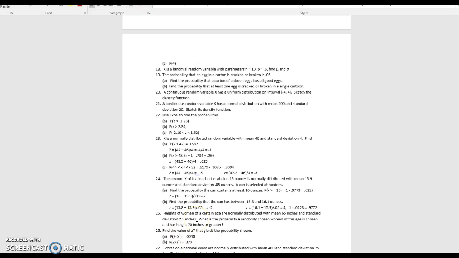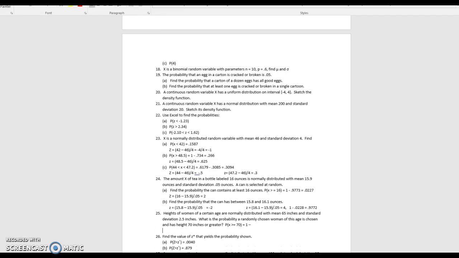Okay, so let's look at 25 now. The heights of women of a certain age are normally distributed with a mean of 65 inches and a standard deviation of 2.5 inches. What is the probability a randomly chosen woman of this age has a height of 70 inches or greater? So let's note that what we want here is the probability that X is greater than or equal to 70 inches. Now again, it's greater than, and our standard normal probability on Excel only gives us less than. So we're going to have to subtract this from 1 eventually.